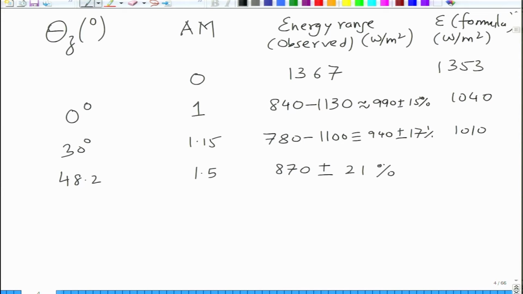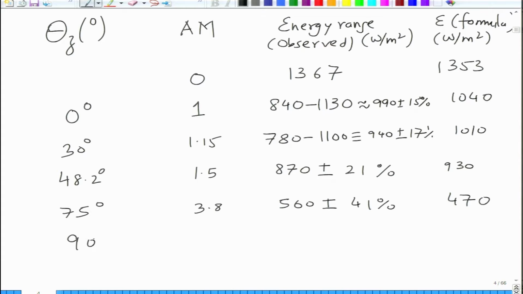So this is the energy range observed because of pollution, so you have this much variation, and the formula predicts a value of about 930 watts per meter square. And if you go to higher angles, let's say about 75 degrees, this gives you 3.8, and this gives you a value which is 560 plus or minus 41%, and this is about 470.